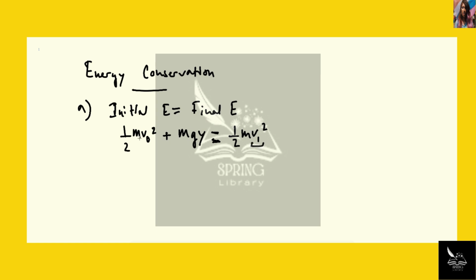And we observe here that each term in this equation has an m, so the masses all cancel out. And so v1 is what we want. So v1 squared is just v naught squared plus 2 times gy. I just multiplied both sides by 2. And so v1 becomes the square root of v naught squared plus 2gy.